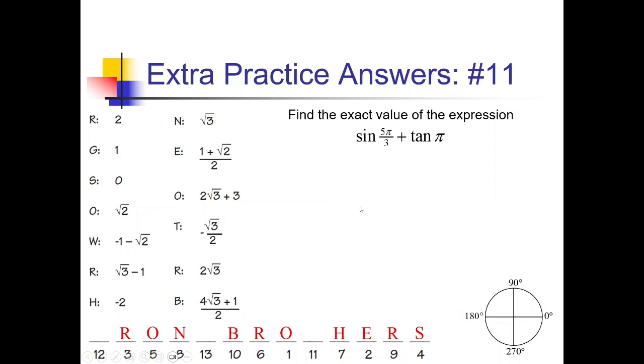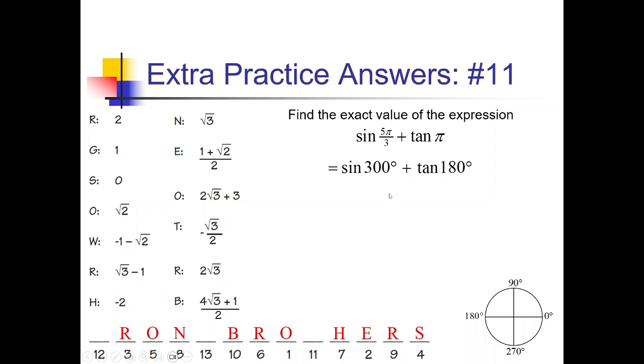All right, feel free to take a moment if you're still recovering from number 10, but we're on to the next one here. So getting these in degrees, 180 divided by 3 is 60, times 5 is 300, so sine of 300. And this is just pi is 180 degrees. That's the direct conversion there. So this is just tan of 180.